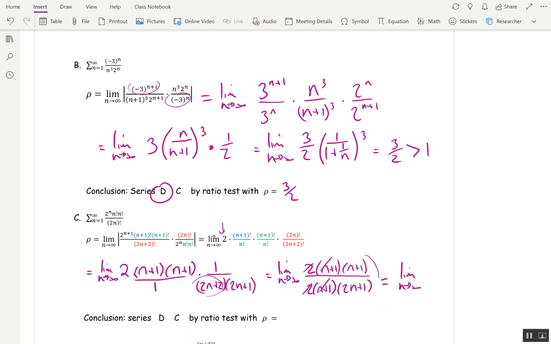So this is what's left. I'm going to divide top and bottom by n. (1 plus 1 over n) over (2 plus 1 over n). And that gives me 1/2, which is less than 1. So now I've got a convergent series because rho is less than 1.